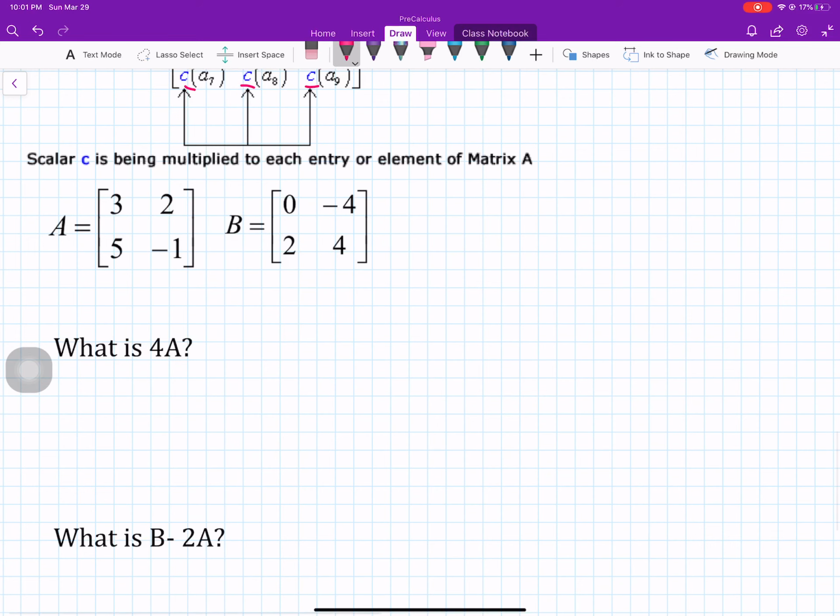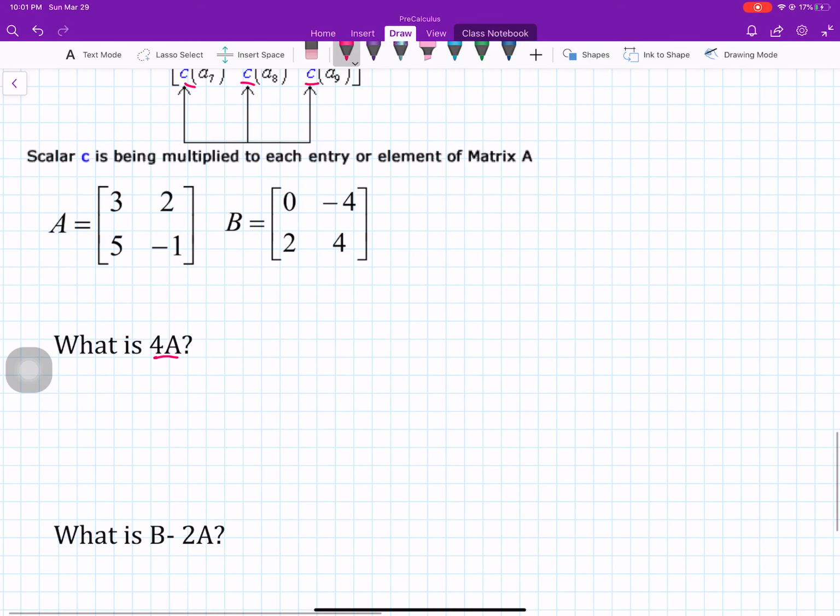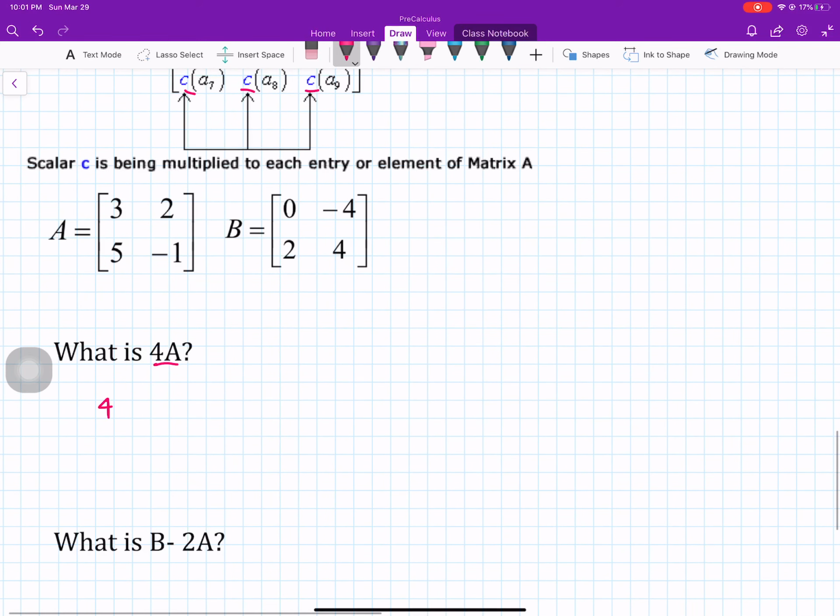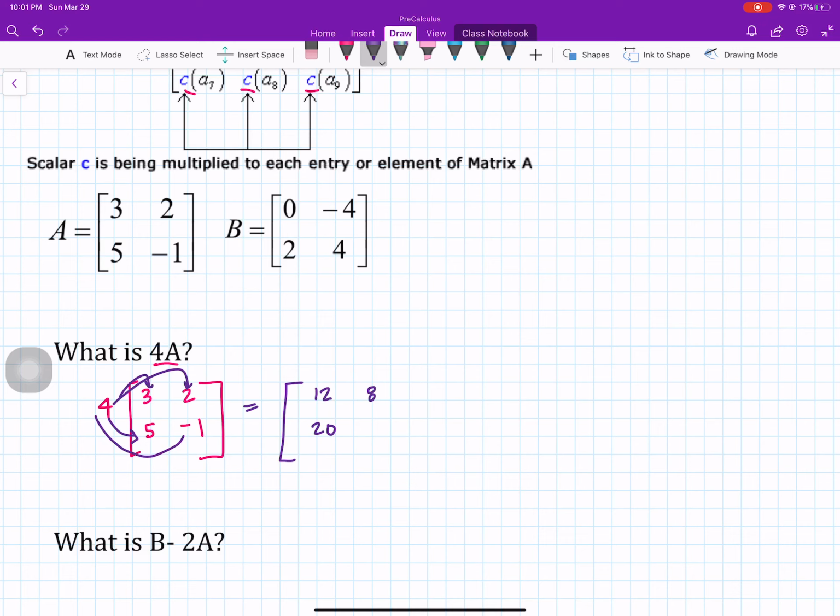So if I look at an example, what's 4A? That's 4 times matrix A, and matrix A is 3, 2, 5, and negative 1. So that just means each element in A gets multiplied by 4. You can almost think of it as the distributive property if you would like. So you have 4 times 3, which is 12, 4 times 2, which is 8, 4 times 5, which is 20, and 4 times negative 1, which is negative 4.